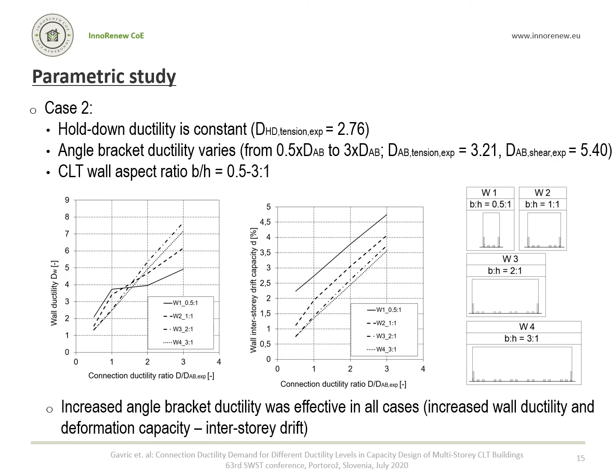In case 2, hold downs ductility was assumed to be constant, while the angle brackets ductility was ranging from 0.5 to 3 times the experimental value. Increased angle bracket ductility was effective in all wall geometry types as it increased global ductility in all cases. In addition, the deformation capacity increased linearly in all cases, as shown on the right-hand side graph.